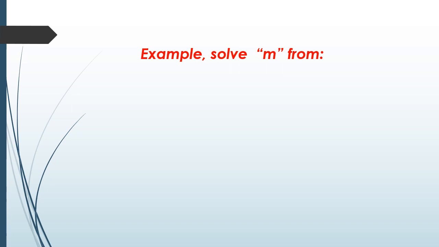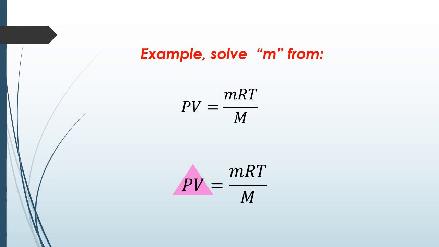Let's see this example. We need to solve for m from this equation. We can see the term PB as if it was an image, a pink triangle. The same for the other ones. The RT terms, we can see as a blue square, and the M, we can see as a green circle.